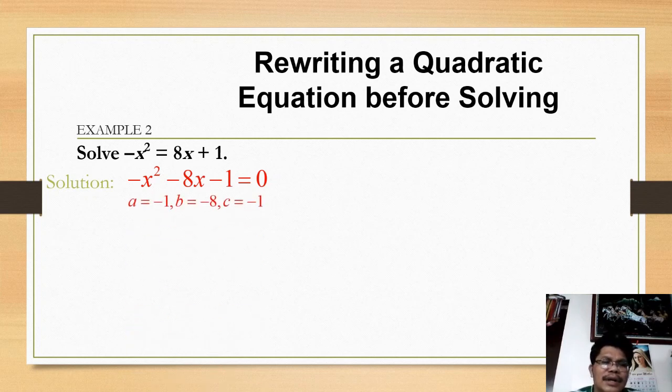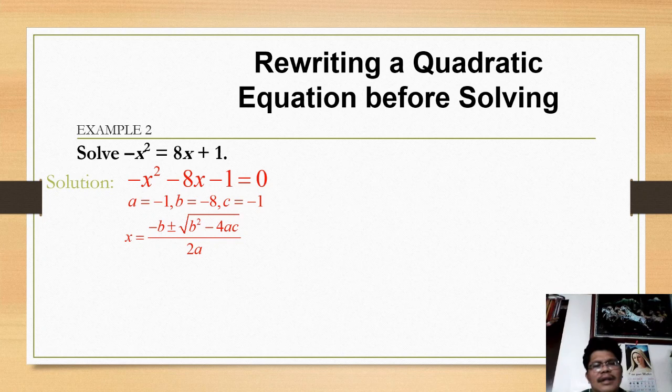Now, meron na tayong value ng A, meron na tayong value ng B, and meron na rin tayong value ng C. So, ang gagawin natin sunod, we're going to write now the equation of what we call the quadratic formula. The equation for the quadratic formula is negative b plus and minus the square root of b squared minus 4ac all over 2a. Take note, kailangan memorize natin yung quadratic formula. So, replace the value of a, which is negative 1. Replace the value of b na negative 8 and the value of c na negative 1.